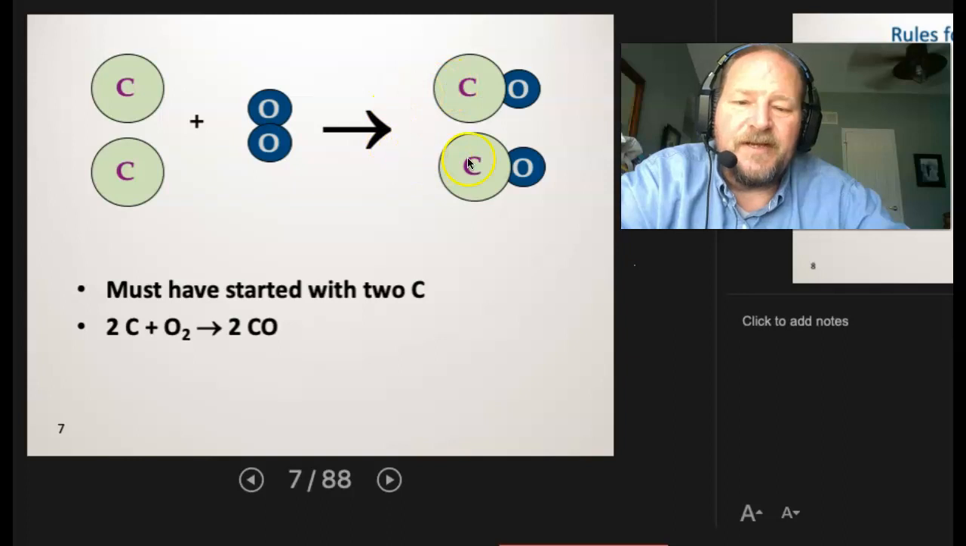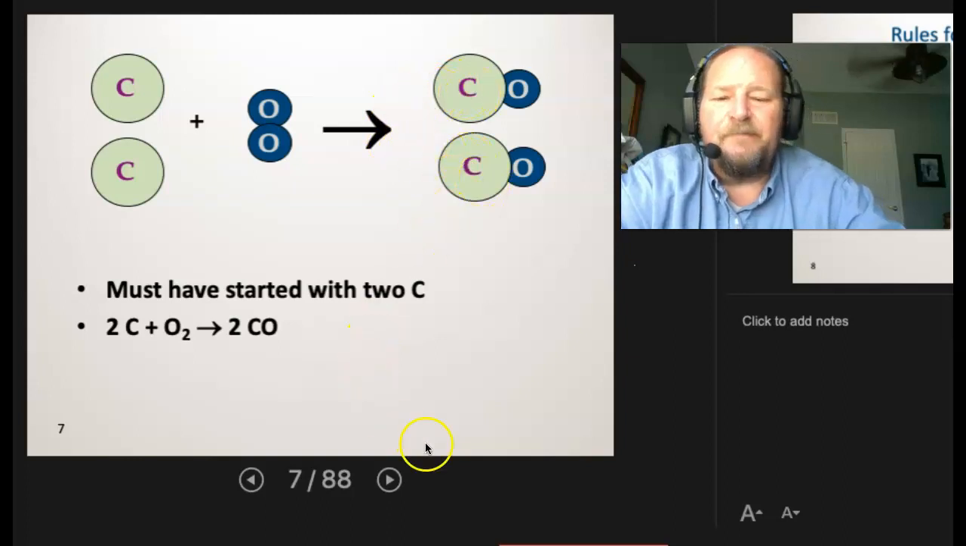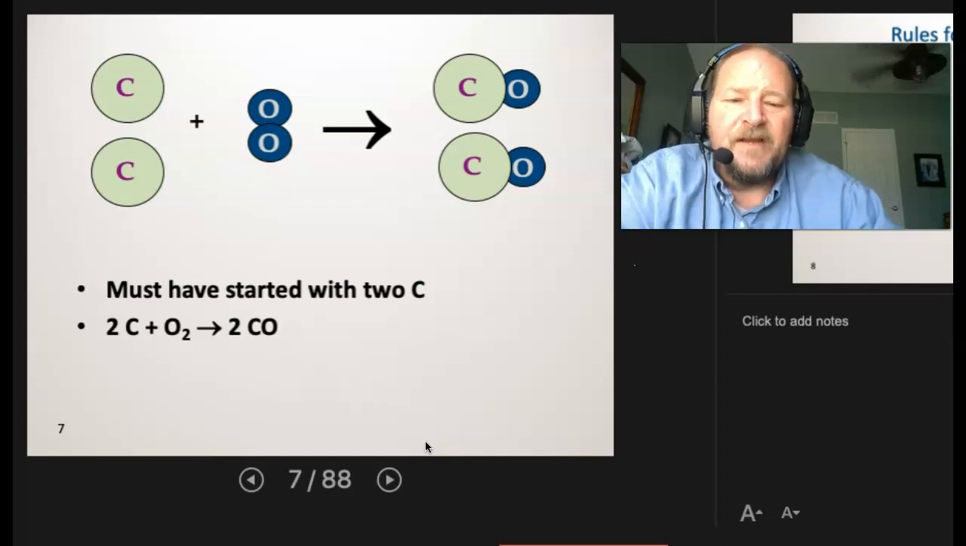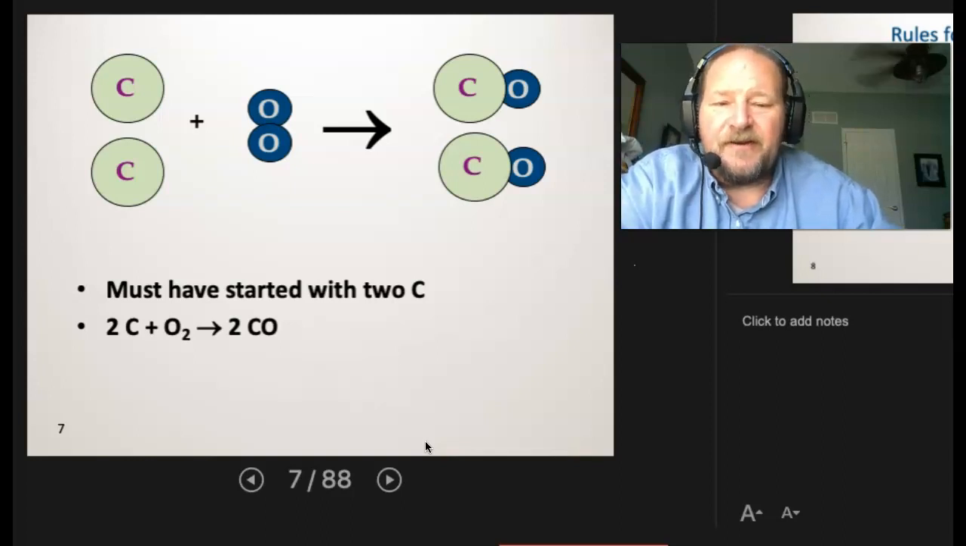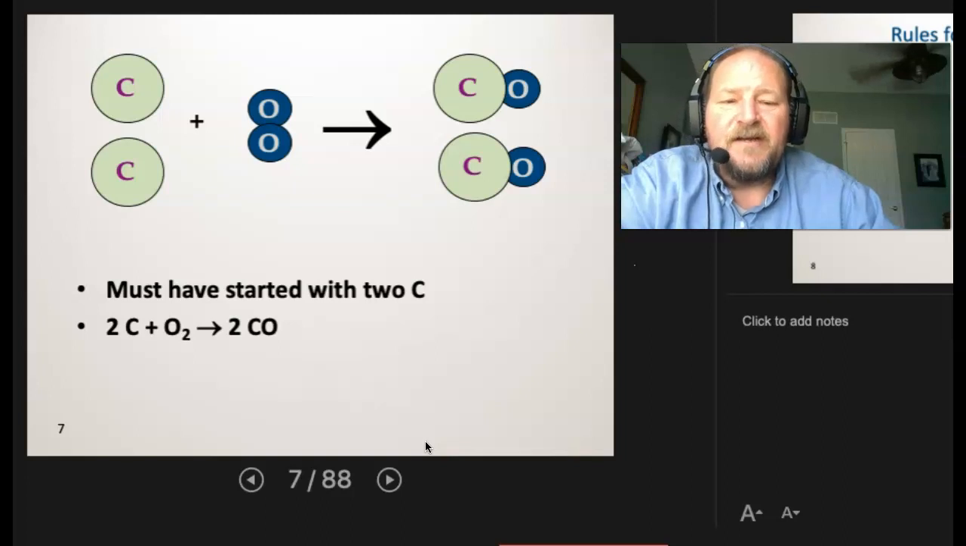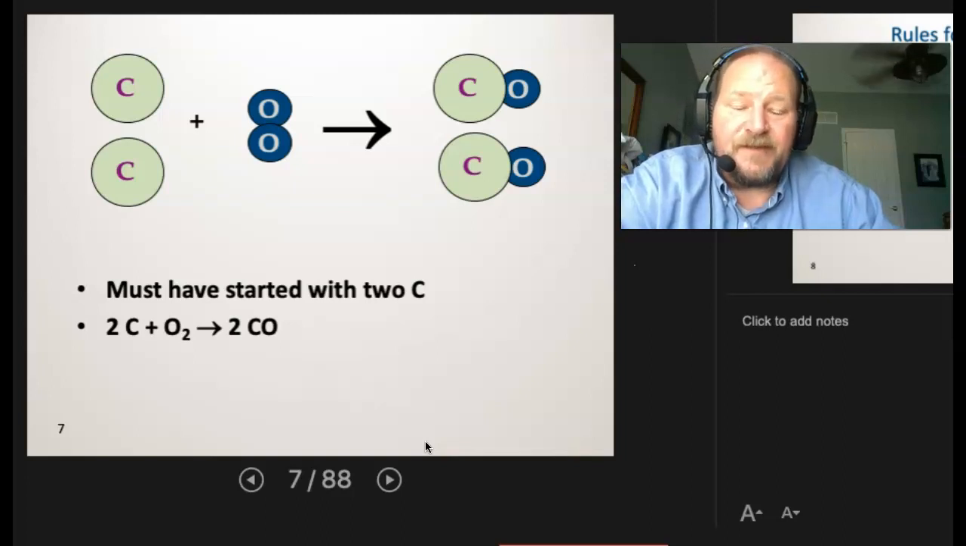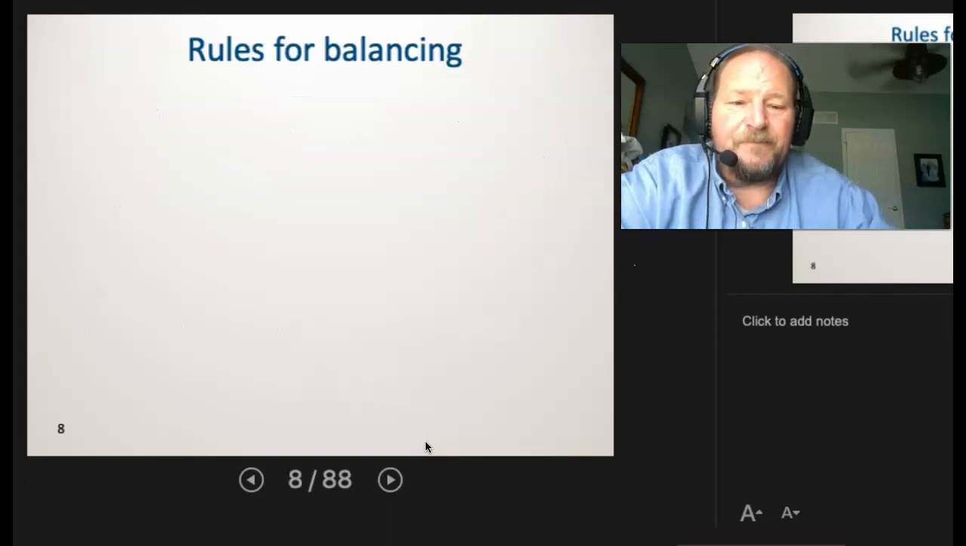So there's 2 individual molecules, right? Hopefully that makes sense, the difference between a coefficient and a subscript. Subscripts say you're connected together and there's multiples in one compound. Coefficients say I have multiples of whatever is there, whether it be an individual atom or a compound. All right, so what are the rules to balancing?